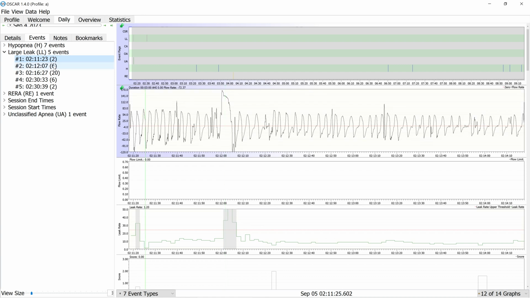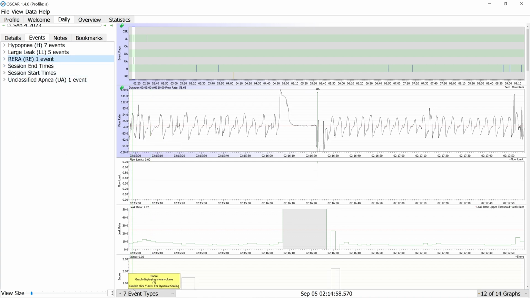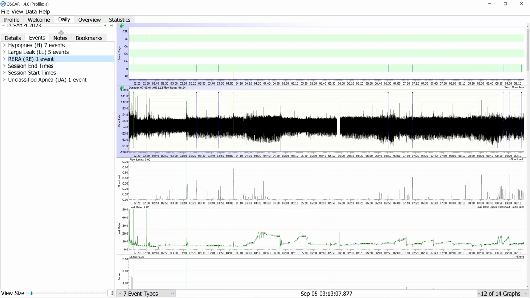This little number in the brackets just explains for how long that event was happening. So this large leak above this line was just for 2 seconds. The second one was for 6 seconds. The third one was for 20 seconds, and so on and so forth. Anyways, I think you get the idea. And just as a reminder, down here, you can choose which events you want to be included in all of these graphs. Okay, jumping over to the notes tab.